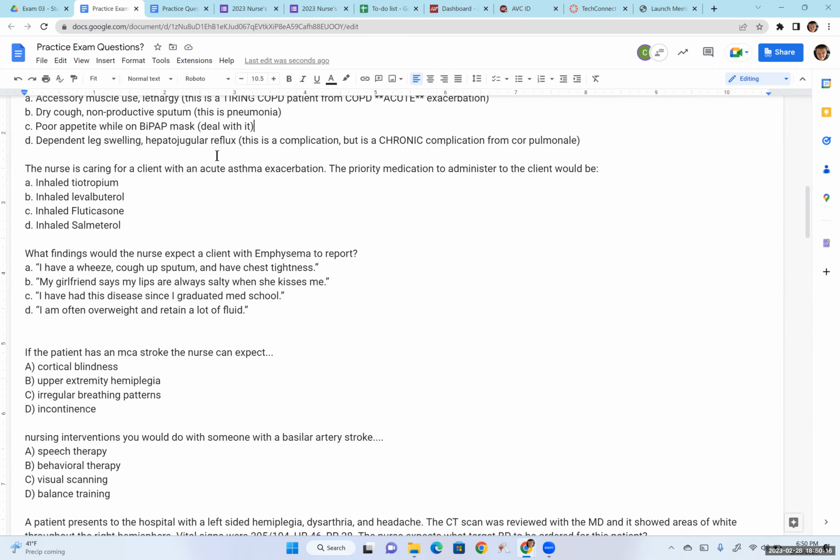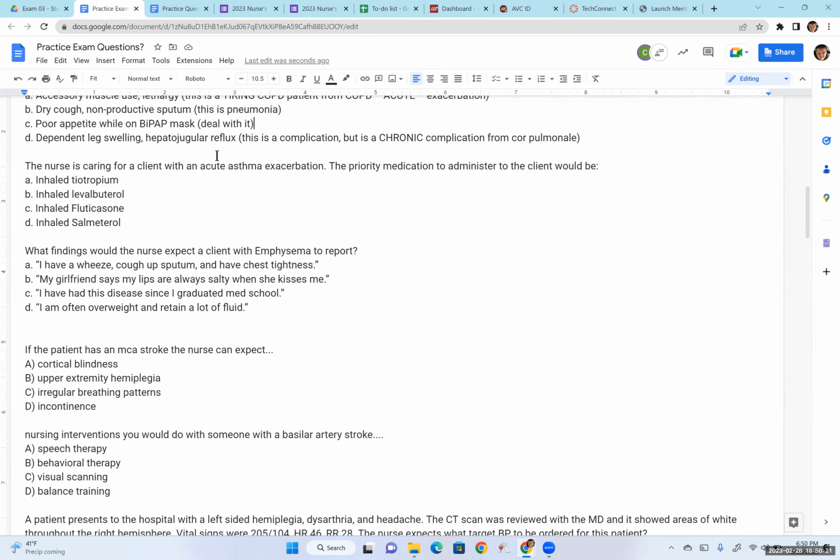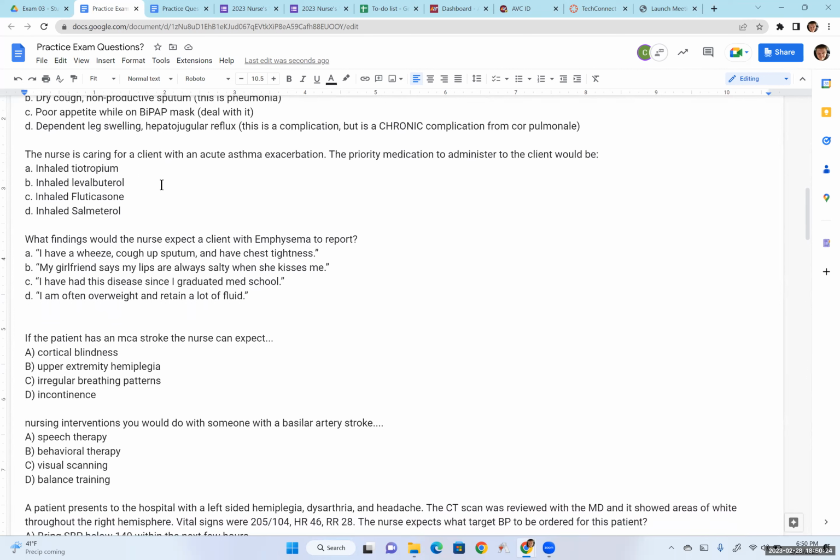All right, nurse is caring for a patient with acute asthma exacerbation. What would they receive? Levalbuterol is a good one, right? That's a SABA. Tiotropium is a LAMA, and fluticasone is an ICS. Salmeterol is a LABA, right? So which one's the right one? The one that's short acting for acute problems, right? So you can also say this is a SABA. We can also put down other fast acting or other short acting.